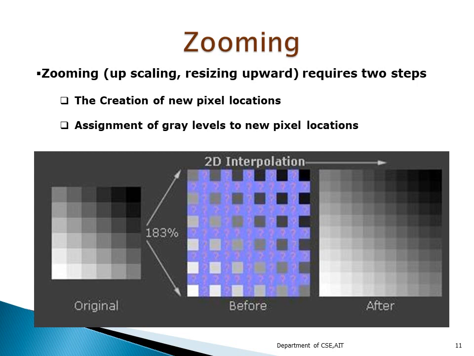Zooming is where we create new pixel locations and then assign gray levels to the new pixel locations. Look at this picture, where we have the original image, a 6 by 6 matrix. When you try to zoom it, in between the pixels you will have gaps. It is now our responsibility to fill up these gaps with the appropriate gray levels. So how do we fill in these appropriate gray levels?